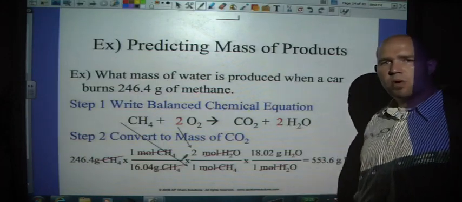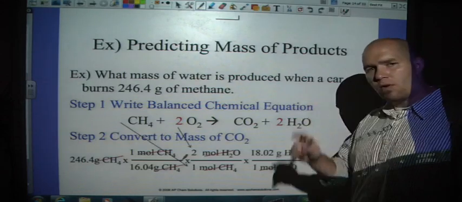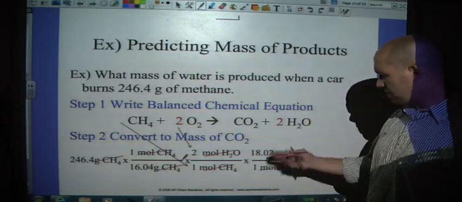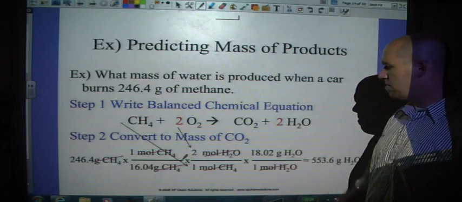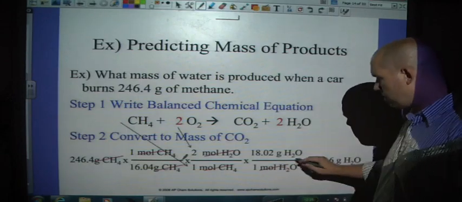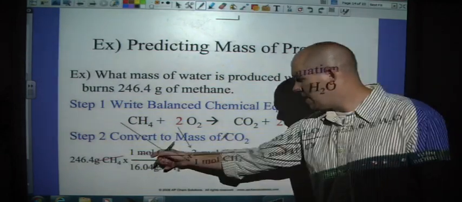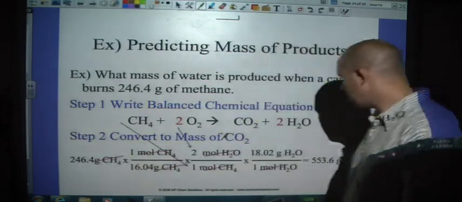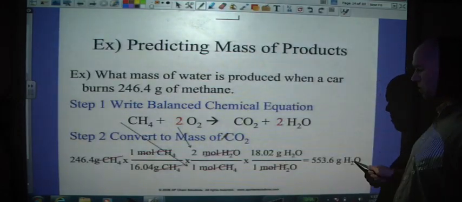Again, you look up 2 hydrogens, 1.01, and oxygen, you have one of them at 16.00, for a total of 18.02 for every 1 mole. Our units, moles of water cancels out, moles of methane cancels out, grams of methane cancel out, and you're left with grams of water, which matches up with where you're going.